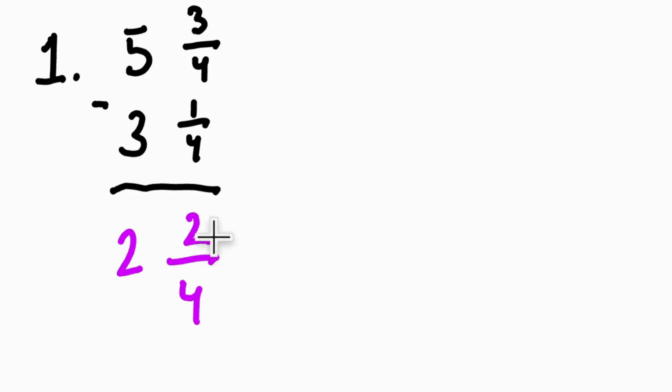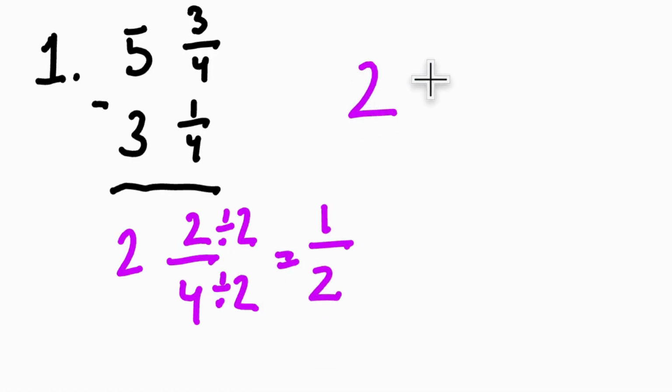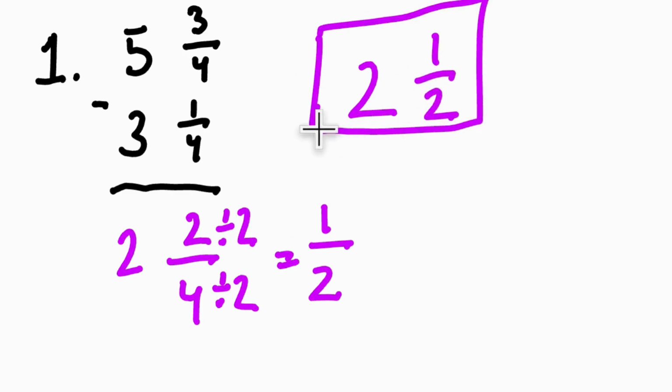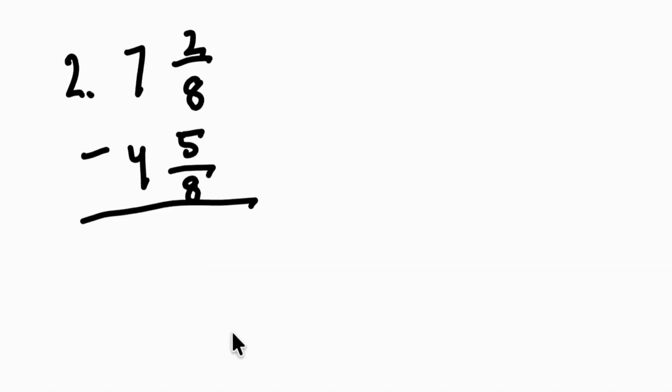Okay, we're almost there, but we still need to simplify 2/4. We can divide the top and the bottom by 2. So we get 2 divided by 2 is 1, and 4 divided by 2 is 2. So we get our answer as 2 and 1/2. So this was one of the simpler problems, but let's look at a more complex problem with regrouping and finding like denominators.